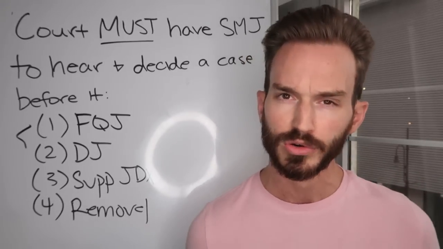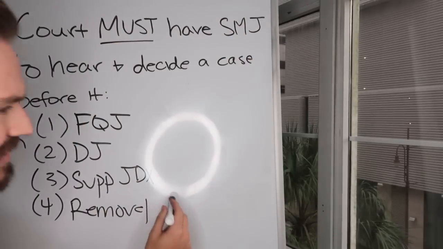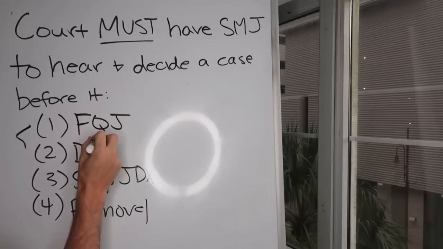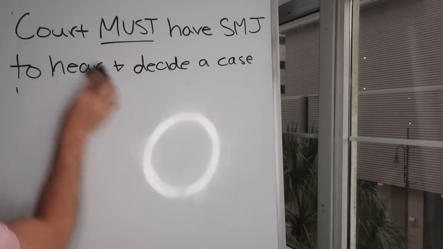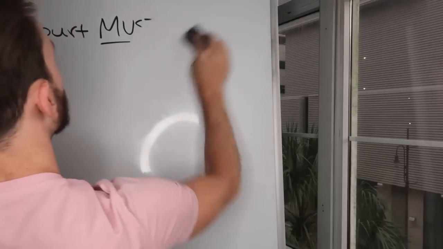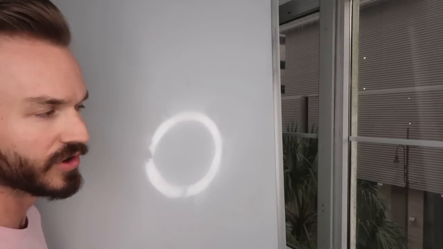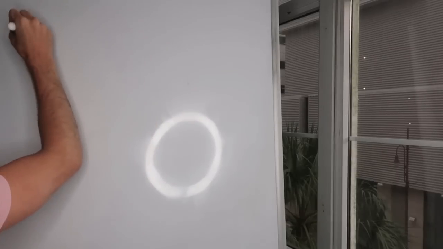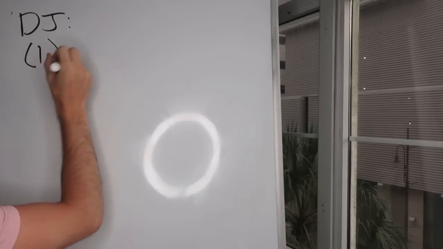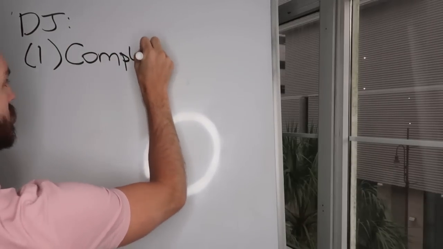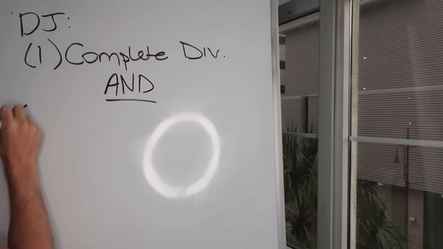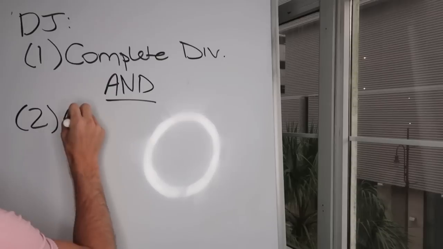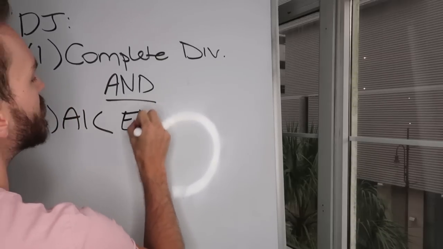But you don't want to forget about supplemental jurisdiction and removal. So we'll go ahead and come back to these in future videos. Right now, let's just focus on diversity jurisdiction. So how does a federal court obtain subject matter jurisdiction under diversity jurisdiction? In order for a federal court to have diversity jurisdiction over a lawsuit, you're going to have 2 requirements. Number 1, there has to be complete diversity between the parties.